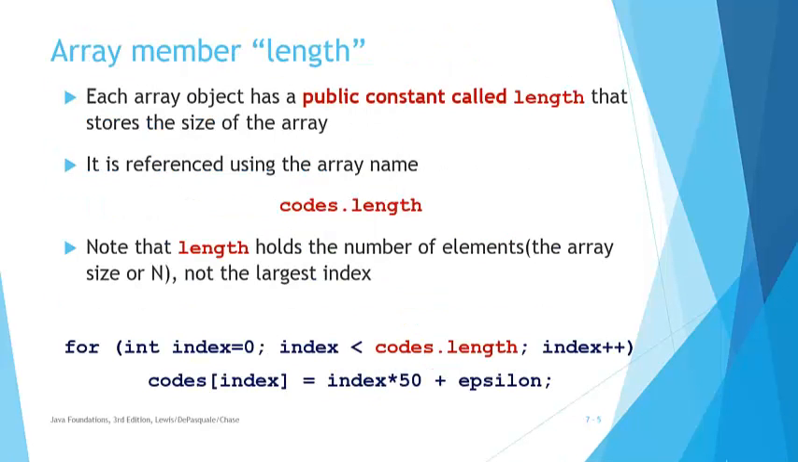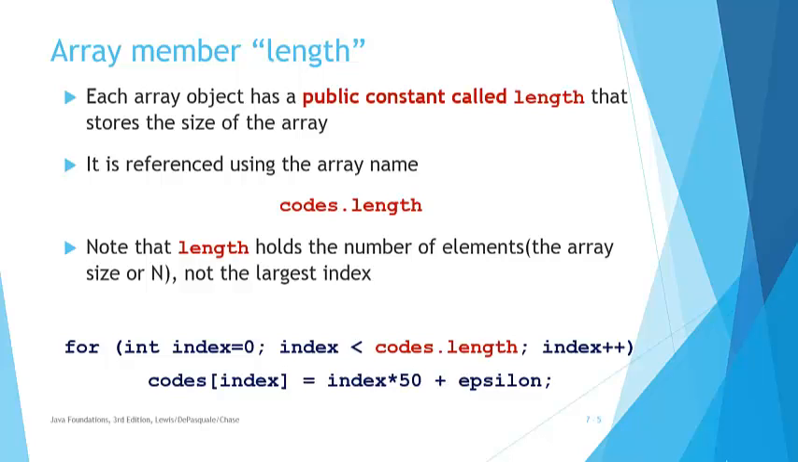Remember that array is a class, and when we create an array, we build an array object. One of the useful properties that Java provides is the public constant array member length, which stores the size of the array. We can use it in code by using the object name, the dot operator, and the identifier length. Note that length holds the number of elements, the array size, or n, not the largest index.